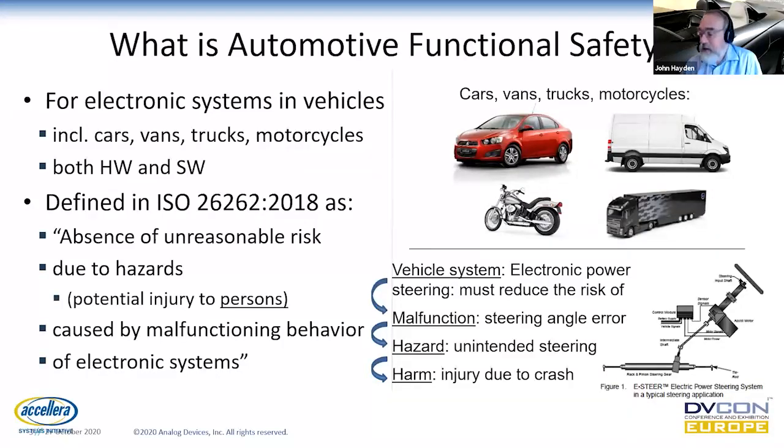Now, safety integrity is a property of a vehicle level system, not really of an individual component. And only in the context of that system can you determine what the safety requirements on its elements need to be. So for instance, if we've got an electronic power steering system, the maker of that must identify the possible malfunctions of their product and analyze them to see if they could create a hazard, such as, if a steering angle sensor error might lead to unintended steering and cause a harm such as an injury due to a crash.